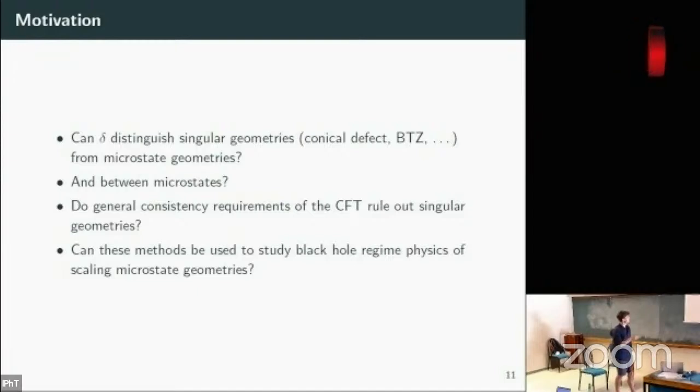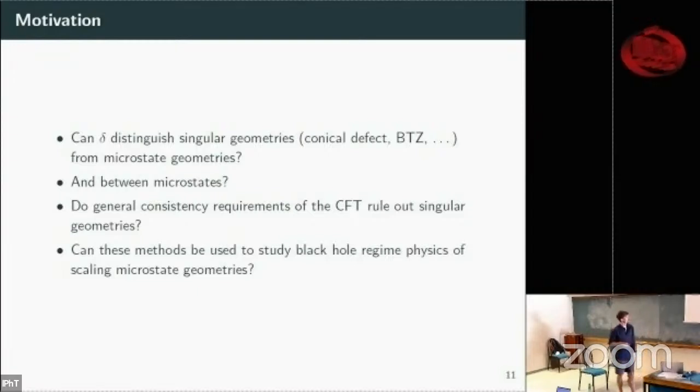Okay, here I had motivations, but really these are the same. These are motivations that Rodolfo already mentioned. So does this very simple quantity distinguish between, I mean, if you've never calculated one, it's maybe the first question. Even from the bulk point of view, in this probe limit and taking away simplifying assumptions, is it enough to tell the difference between singular geometries and what you really have in the bulk?